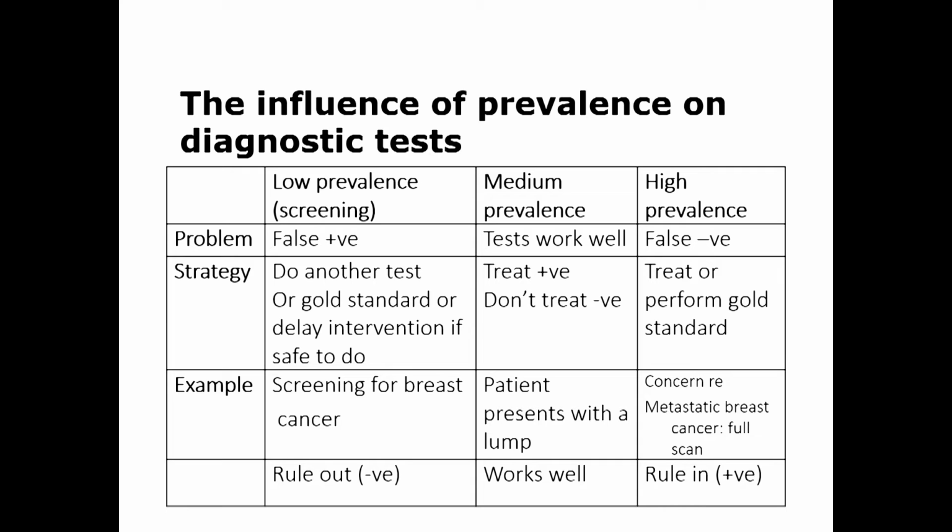So in the bottom line there, we can see in low prevalence settings, a negative test is a good rule out, but not a good rule in. Tests work well in a medium prevalence setting, and they're very good at ruling in, but not ruling out. So in our heart failure lady, she was high prevalence, and we got a false negative test on her because it was a high prevalence setting.